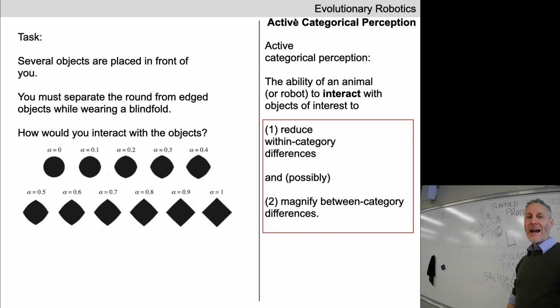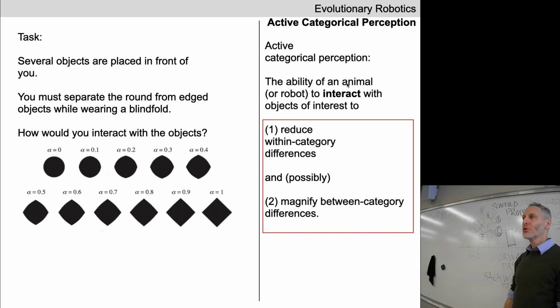Okay, so active categorical perception is an important building block of intelligence, but for most human adults, we sort of overlook it because we don't really use it much anymore. It's like training wheels on a bike that we threw away a long time ago. Okay, let's dig down into active categorical perception a little bit more. What does it mean to interact with the world such that good categories emerge for us? For example, distinguishing between food and poison.